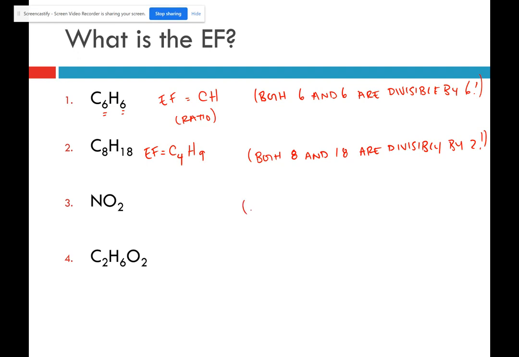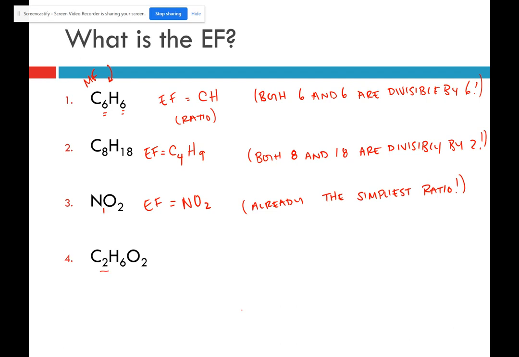If we have something like NO2, we have nitrogen there's 1 of, and oxygen there's 2 of. So there's nothing that 1 and 2 are both divisible by, right? That is already the simplest ratio. So we will see sometimes the empirical formula is the same thing as the molecular formula, because remember, these are all molecular formulas. Okay? So it stays the same because we can't divide 1 by anything, right? It's already the simplest ratio.